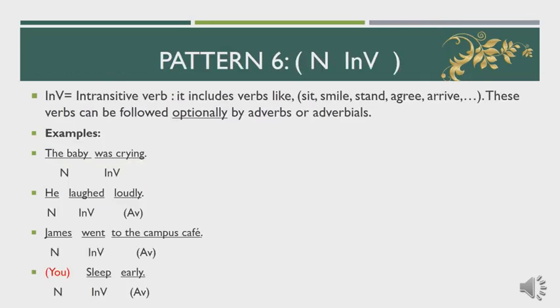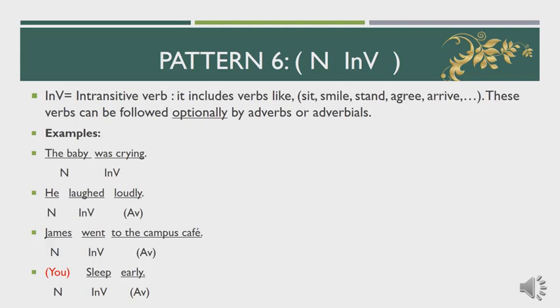It's time to start with pattern number 6. The structure of pattern number 6 is N, intransitive verb. INV stands for intransitive verb. So the structure of pattern number 6 consists of N, which is the subject of the sentence, and the verb, which is an intransitive verb. That's it.